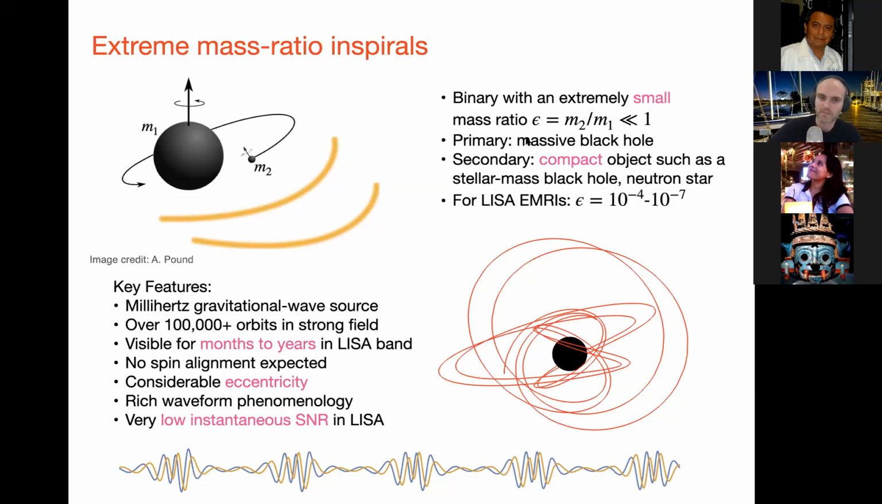As I said before, we typically think of the primary as a massive black hole, just thinking GR here, and the secondary is some compact object, such as a neutron star or a stellar mass black hole. We require it to be compact because otherwise it would be tidally disrupted before it gets into the deep, strong field of the massive black hole, which is where it would emit the kind of strength of gravitational waves needed for detection by LISA.